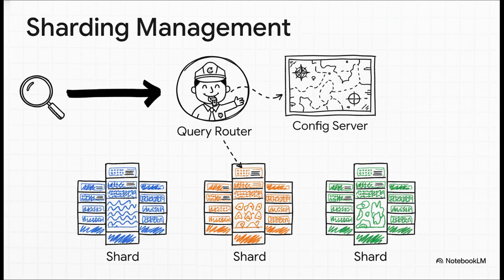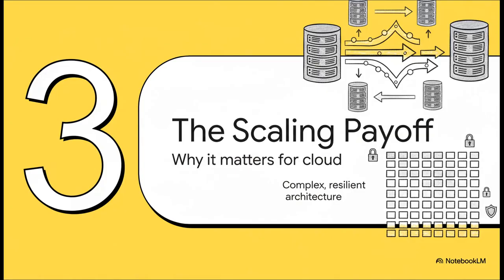First, you have the shards themselves, holding those slices of data. Then you have the config servers, which act like the master map for the whole system. They know exactly which piece of data lives on which shard. And finally, you have the query router, also called mongos. This thing is the traffic cop. Your app talks to the router, it quickly checks the map on the config servers, and it sends your request to the exact shard that holds the data you're looking for. Pretty slick.